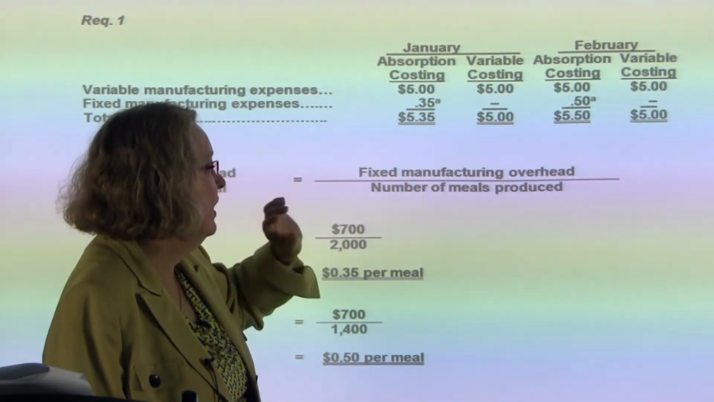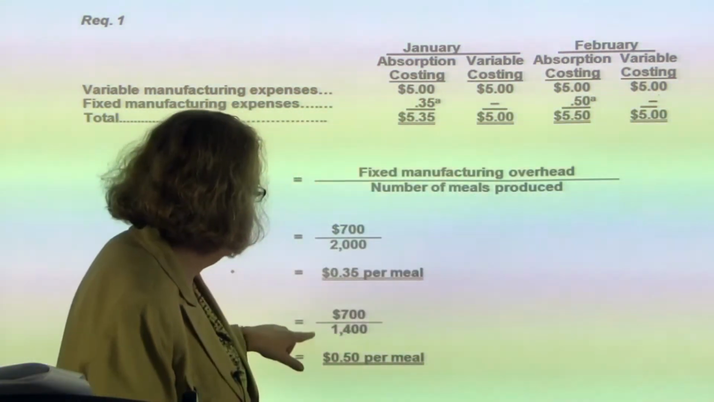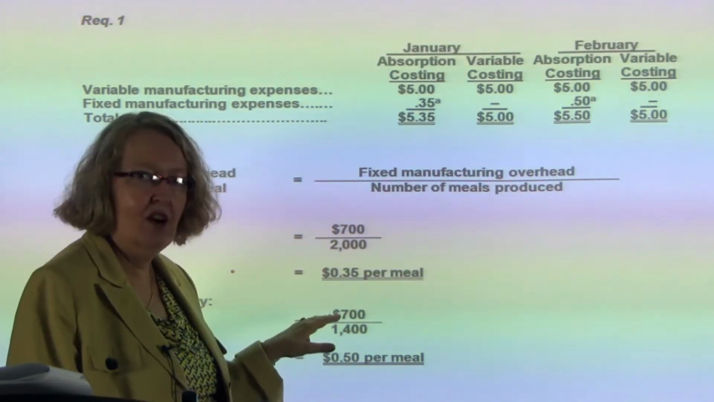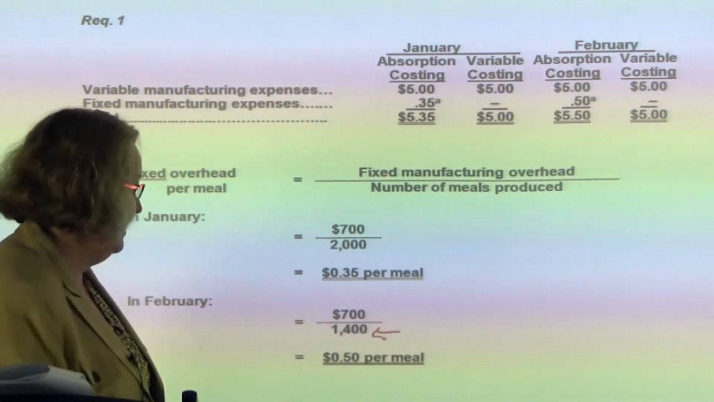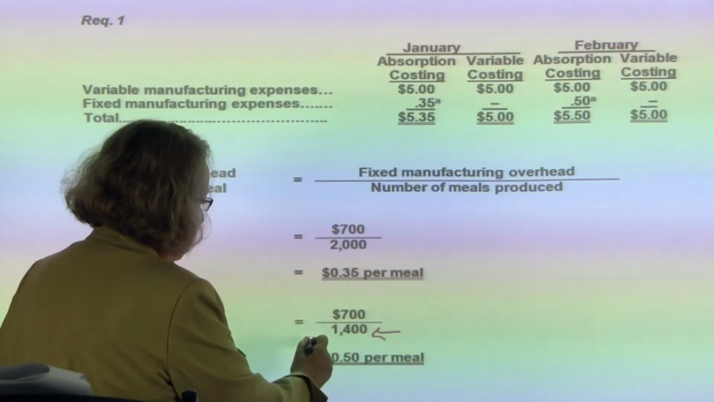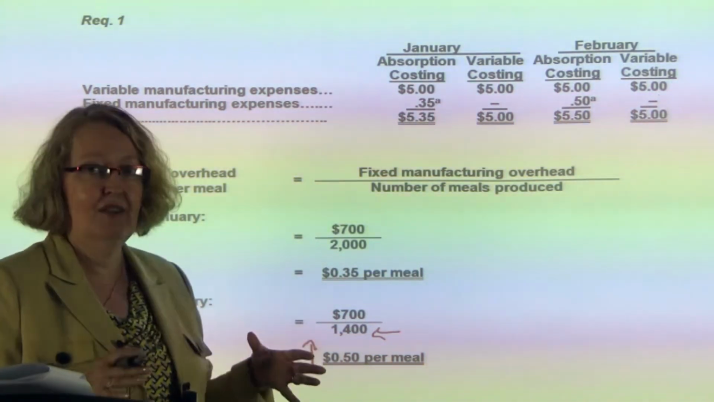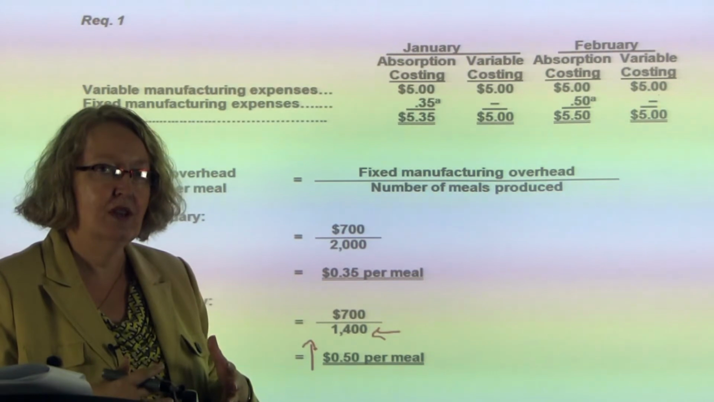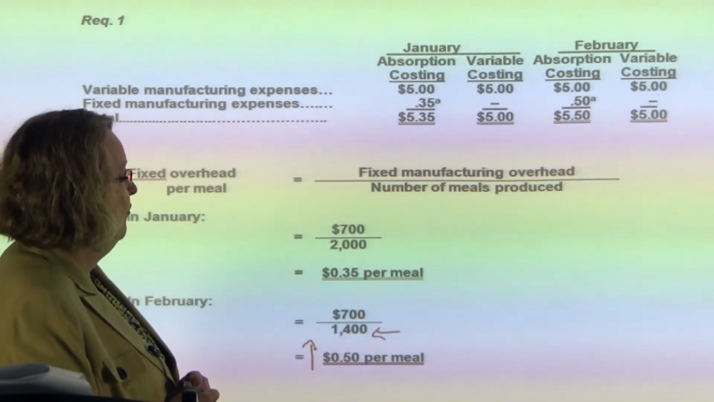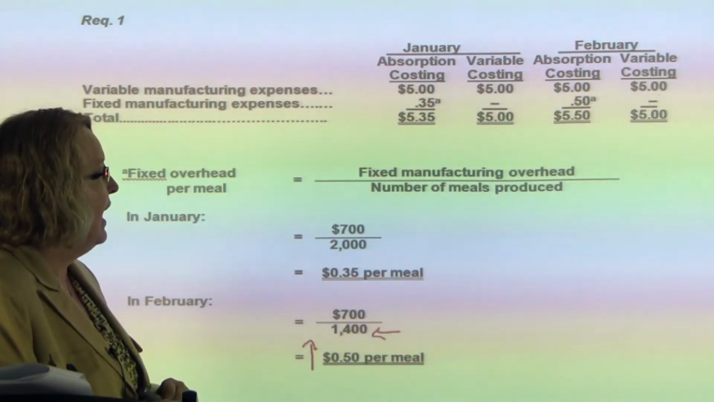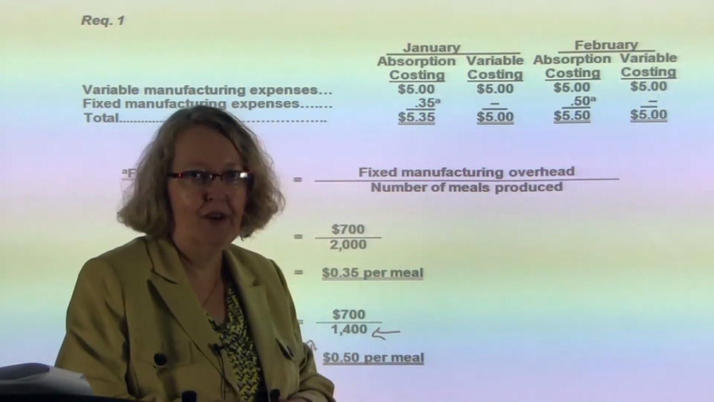Whereas in February, you can see that you have a higher cost per unit, and that's because you have your fixed cost in February spread over a fewer number of units. So that has the effect of actually increasing the cost of the meal, because you're spreading out your total fixed cost of $700 over fewer units, which has the result of increasing your cost per unit. So February under absorption costing is going to be more. It's going to be $5.50 for absorption compared to $5 for variable costing.